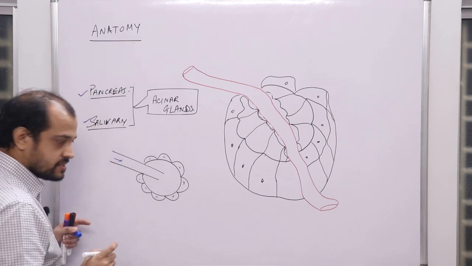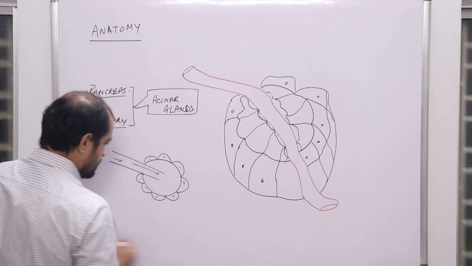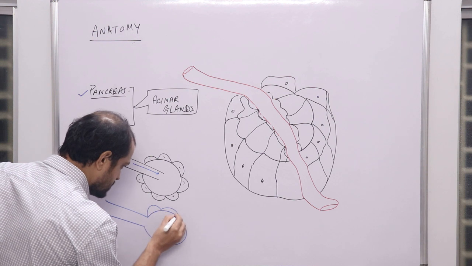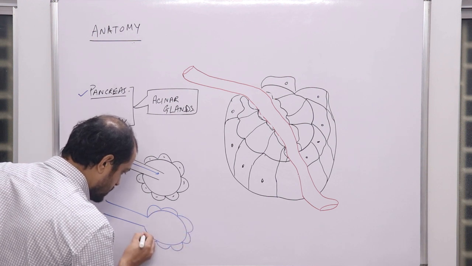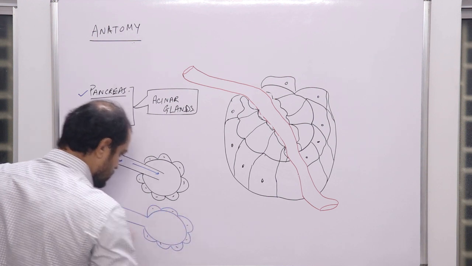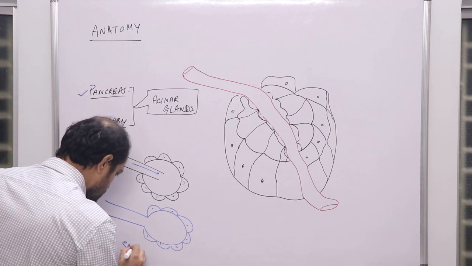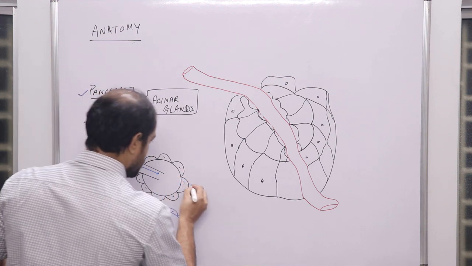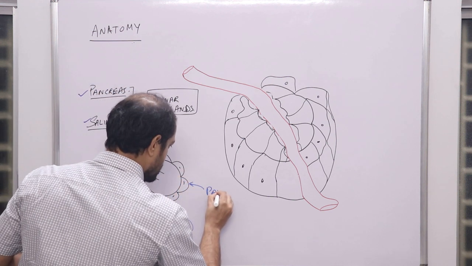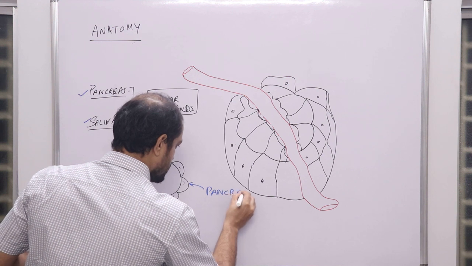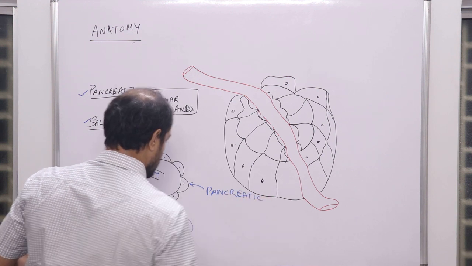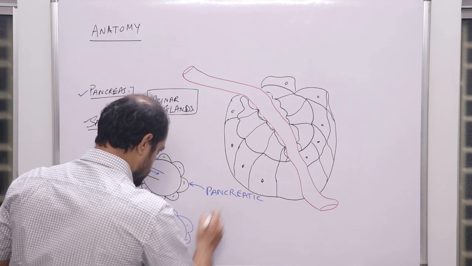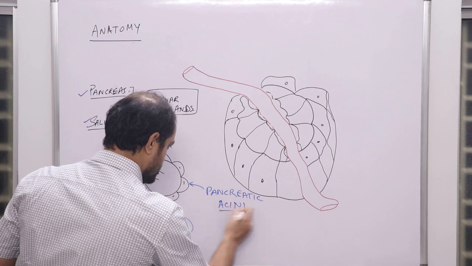duct in pancreas enters the acini, but the duct in salivary glands never enters the acini, and this is histologically very important. So this is actually salivary gland and this is actually pancreatic. So this is salivary acini, this is pancreatic acini. That's the very basic difference you need to understand.